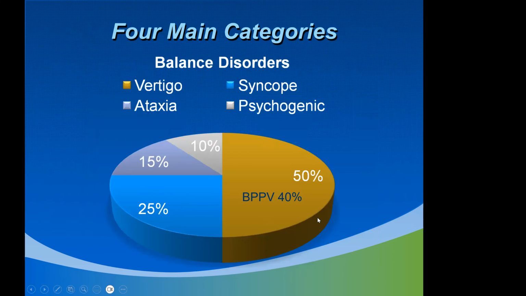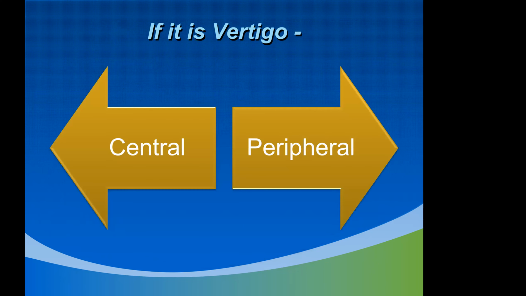Now, four main categories of balance disorders: vertigo, syncope, ataxia, psychogenic. Psychogenic is 10%, ataxia is 15%, syncope is 25%, and 50% is vertigo. Out of them, 40% of that 50%, that is around 20%, is BPPV. So, if it is vertigo, is it central or peripheral? First question: is it a central or peripheral vertigo?